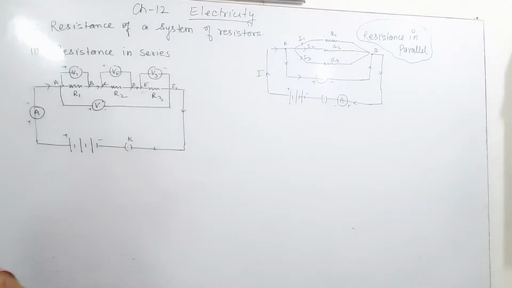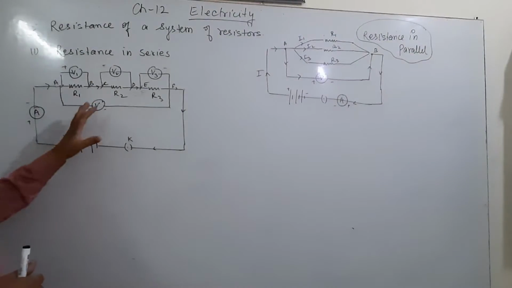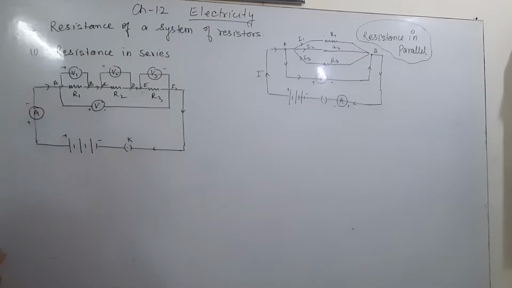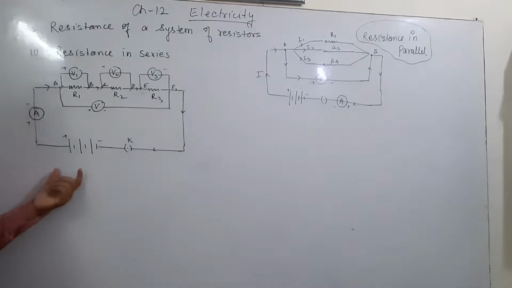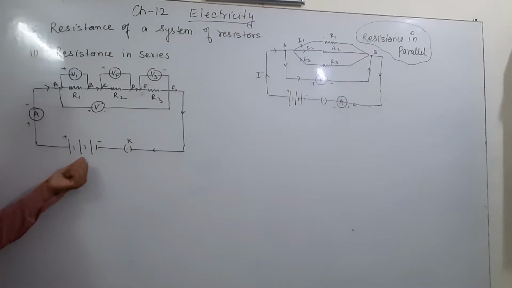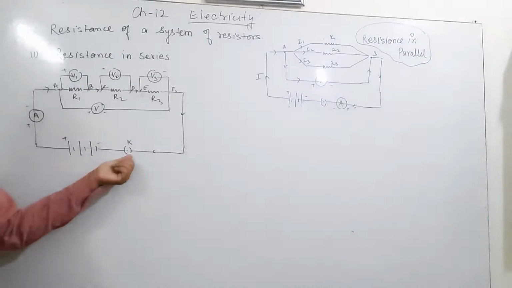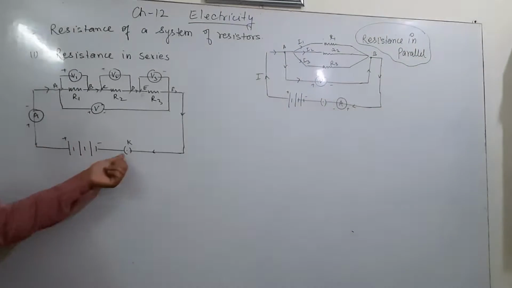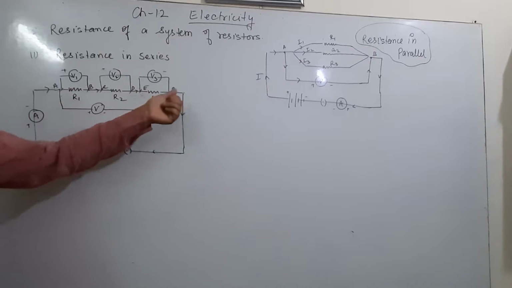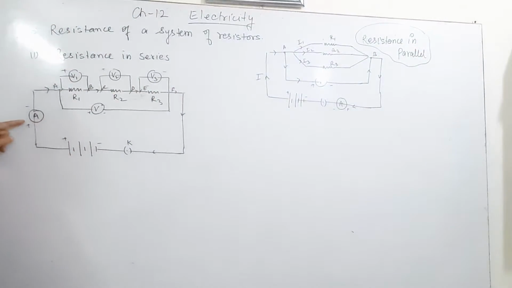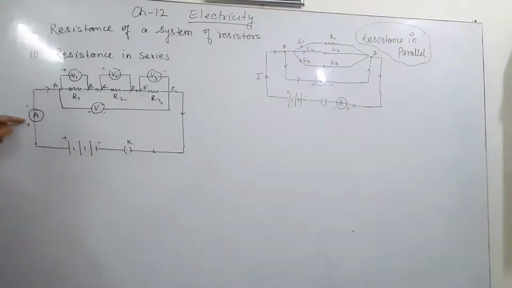First we will discuss when the resistors are connected in series, and what the total resistance is. For this, first we have to take this one, the battery, and this is the plug key, which is on, meaning it allows the current to pass. Here the conducting wire is connected, and the ammeter is used to measure the electric current.